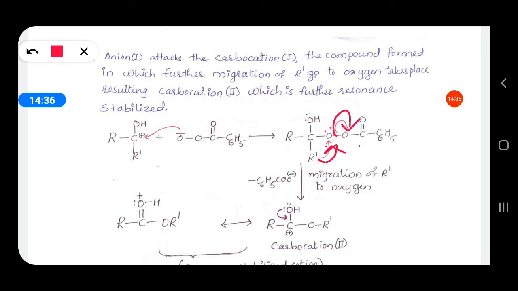So C6H5COO minus, the benzoate ion, is removed and the R dash group is shifted to oxygen. So migration of R dash to oxygen takes place, and it gives carbocation 2. As the alkyl group is shifted to oxygen, this carbon gets a positive charge. So carbocation 2 is formed.